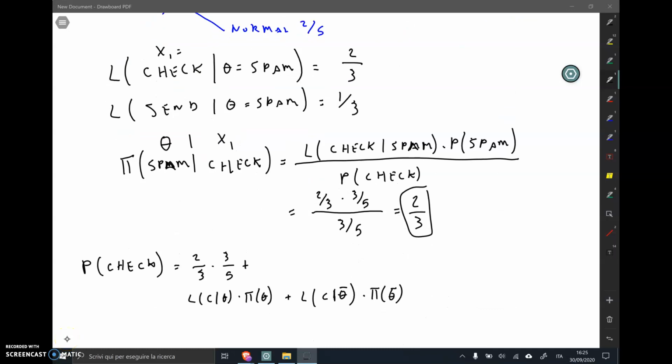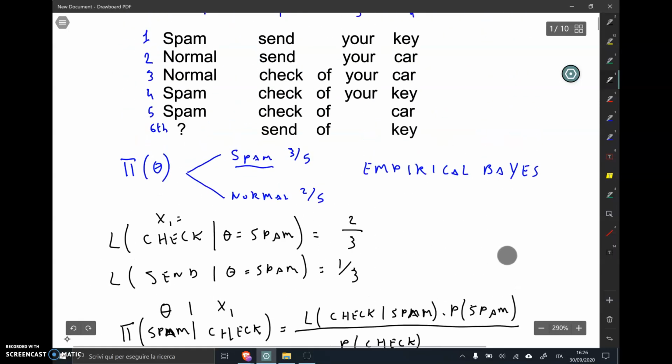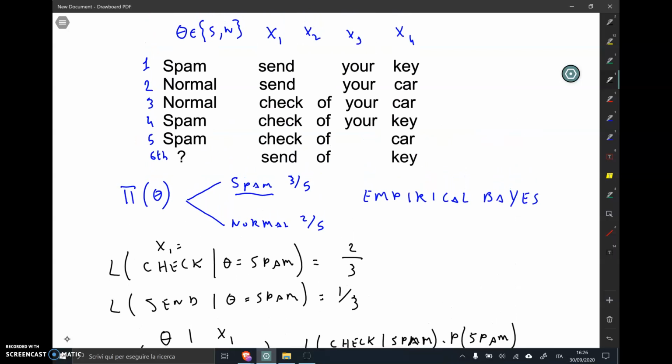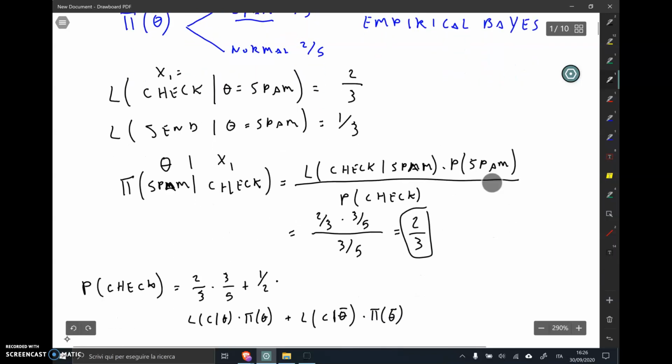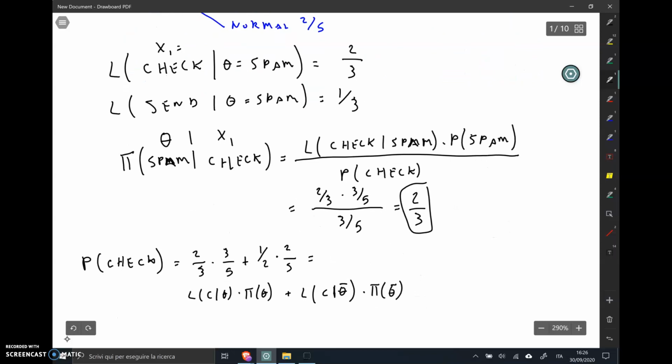So if we want to make things even more formal, we have to remember that the denominator of the Bayes theorem is the normalizing constant over the parameter space of the posterior. So we have to calculate the probability of check. The probability of check appearing either in spam, so the numerator must be one of the terms in the sum, plus check appearing also in normal. The likelihood of check given normal: there are 2 normal messages, one is check, so it's 1/2, multiplied by the prior of normal, which is 2/5. And this gives you 3/5.